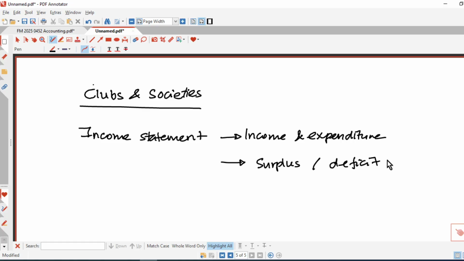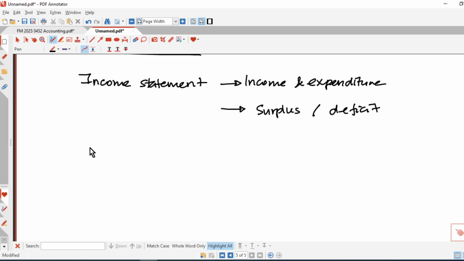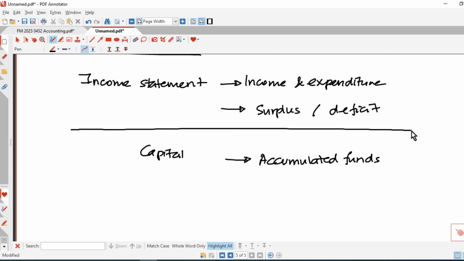If we have extra money, that becomes our surplus. But if we do not, then it becomes a deficit. Now, these surplus or deficits are usually added to an account called the accumulated funds account. So what is the accumulated funds account? This is simply the capital account of a trading organization, all right? A trading organization, you call it capital, we call it accumulated funds. So any surplus or deficits for the year would be added to this accumulated funds.